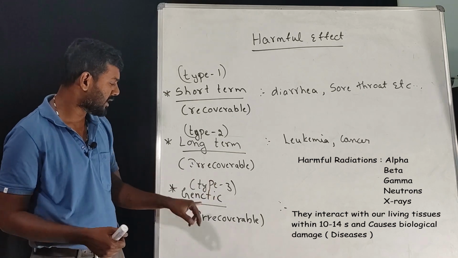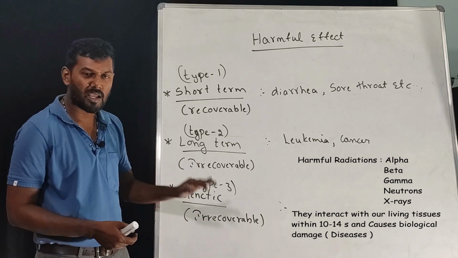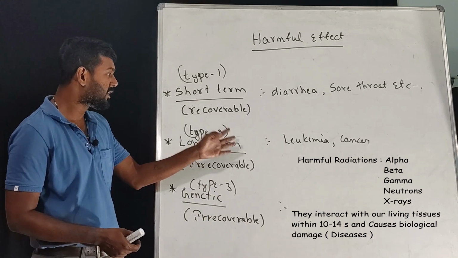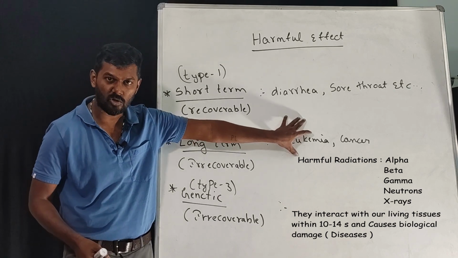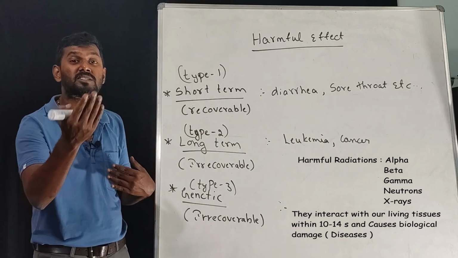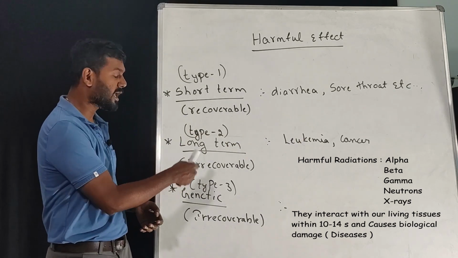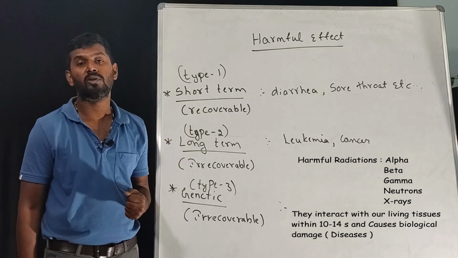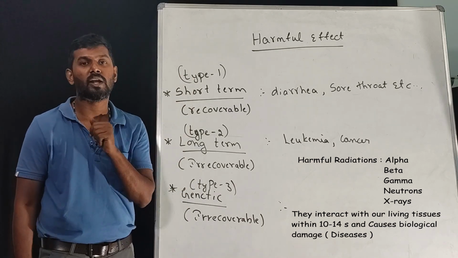Okay, next, type 3, that is genetic. Genetic, again it is irrecoverable and it causes diseases like this only, and it will pass from generation to generation. That is type 3. So these are the harmful effects of radioactive radiations.